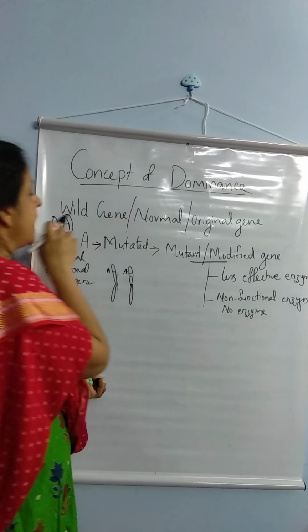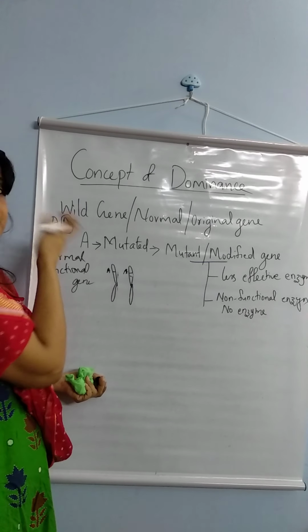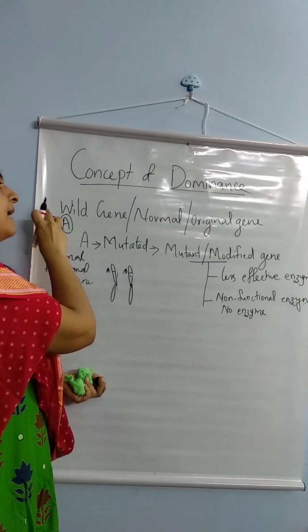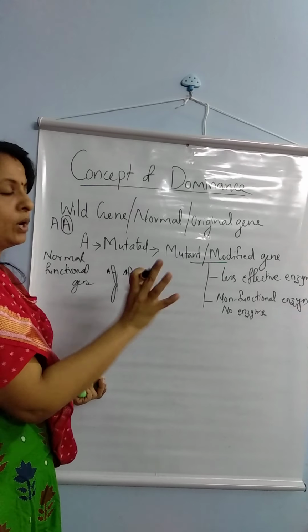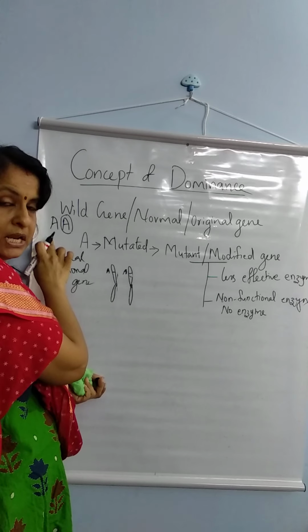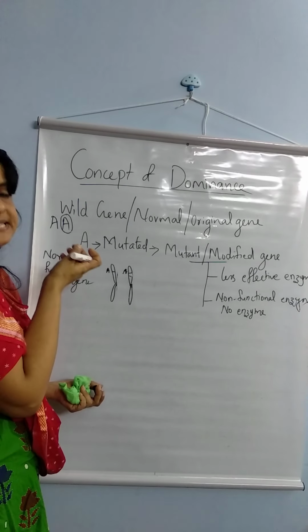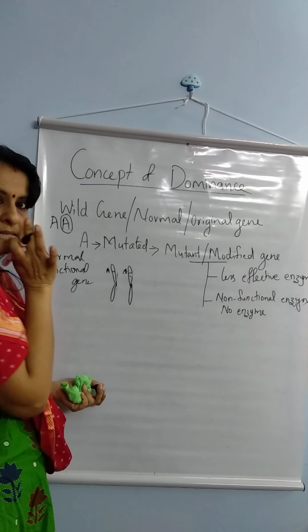In that case, the other gene which is present along with it is forming a functional enzyme, and that enzyme only works in the body. So naturally what happens, the old gene or the original gene becomes the dominant gene, and this gene becomes a recessive gene. Is that clear to you?